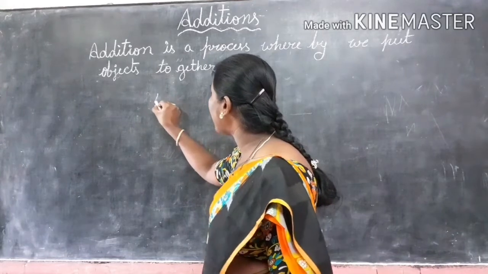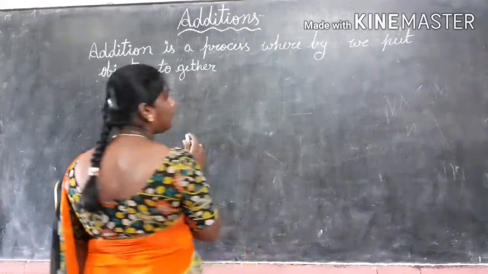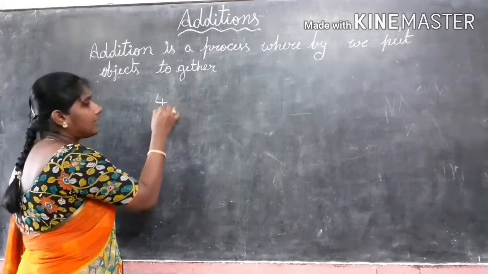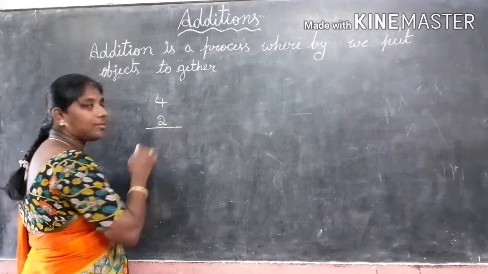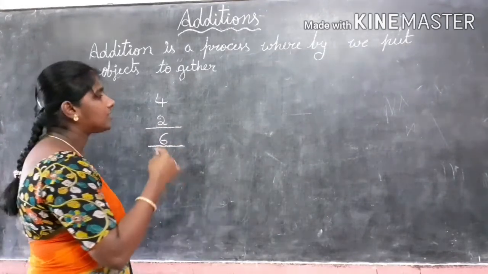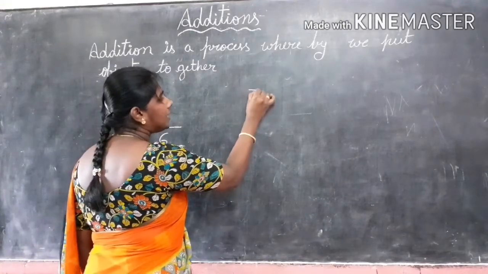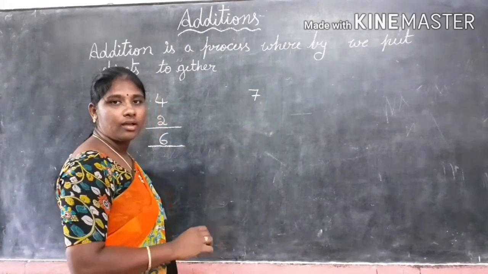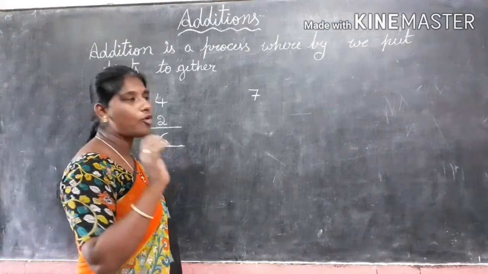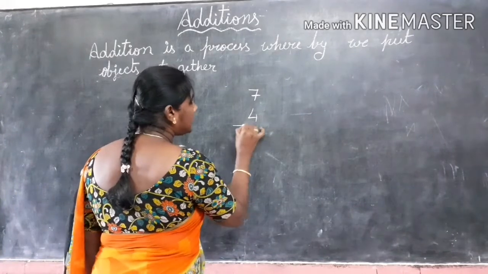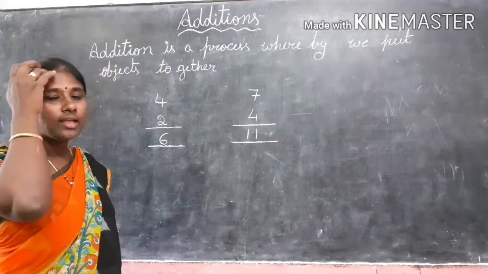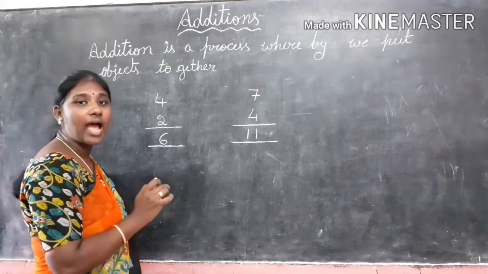See, first I take how many red pens? First I take 4 red pens. And second, how many pens do I take? 2 green pens. Then the total in my hand is 6 pens. Next, in the same way, I take 7 red pens. Next, I take 4 orange and pink pens. When we add these two, we get 11 pens. What did we do here? Addition.